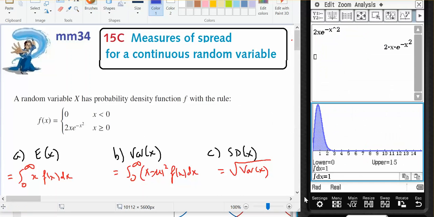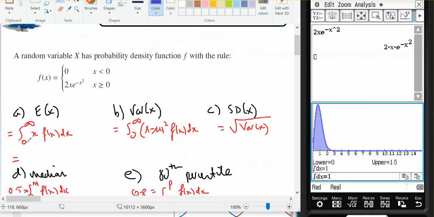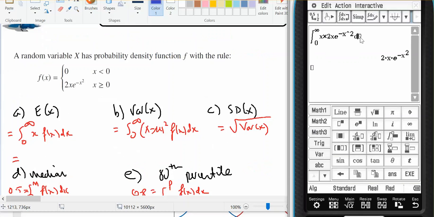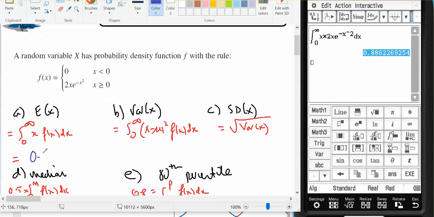So I've got to find the expected value. So the expected value is the integral, so I'm going to need the dx there. And there it is, that's the mean, 0.8862 to 4 decimal places.